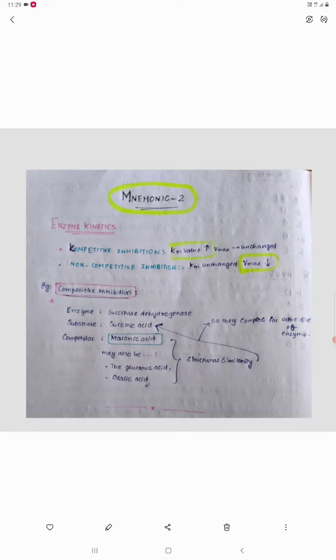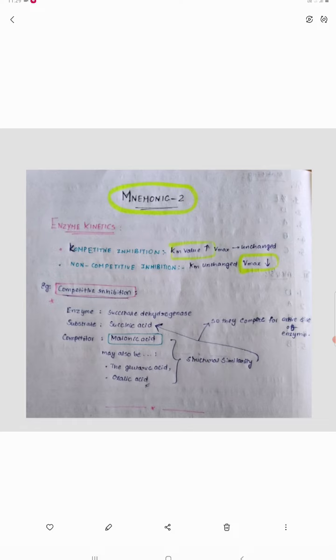And coming to the additional information, competitive inhibition is a somewhat important inhibition. I'll explain it with an example. Here in the example, the enzyme is succinate dehydrogenase. Normally the enzyme will have the active site where the substrate will come and bind to it. The substrate here is succinic acid. So the succinic acid will come and bind to the active site which is present on the succinate dehydrogenase. This is the normal process. But here the competitive inhibition is happening.